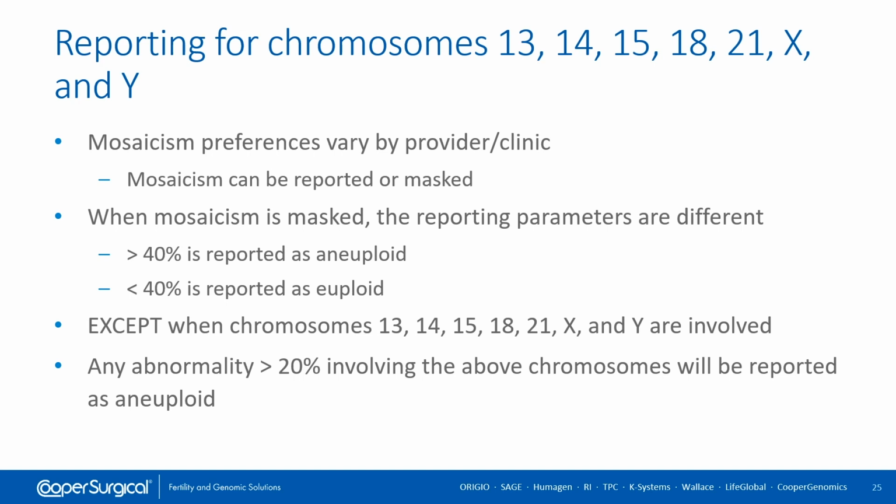However, the exception is when chromosomes 13, 14, 15, 18, 21, X, and Y are involved. Any abnormality greater than 20% involving the above chromosomes will be reported as aneuploid. So basically, when mosaicism is masked, any mosaicism detected to the clinical resolution of the test in these chromosomes will be called aneuploid.